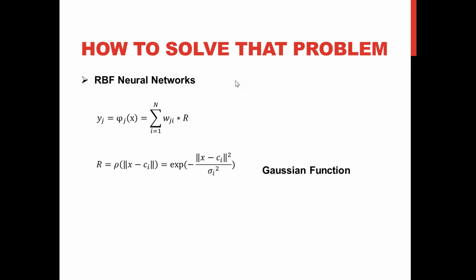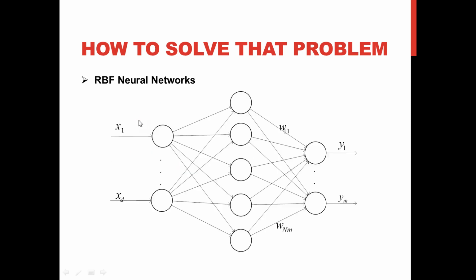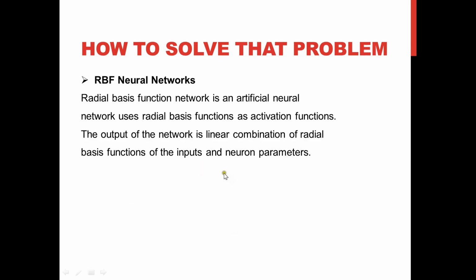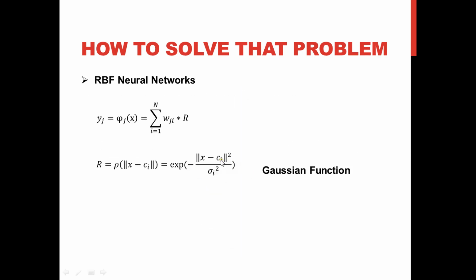Well, here is the equation of the RBF neural network, and this means the j-th output is the linear combination, W is the weight, the linear combination times R. R is a Gaussian function defined by this. Okay, so this is a linear combination, and this is a Gaussian function applied on these hidden neurons. And this Ci and this sigma i are the parameters of the Gaussian function.